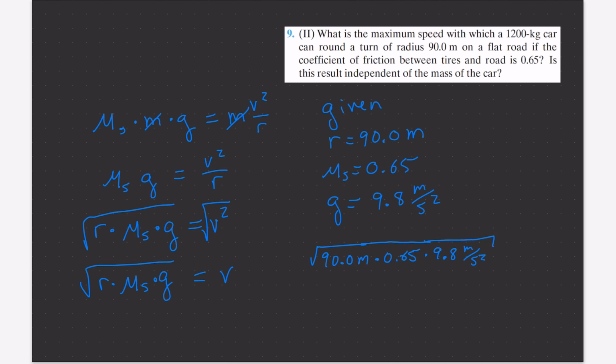Okay, these three factors underneath the radical are going to ultimately give me units of meters squared per second squared. But when I take the square root, it's going to give me meters per second. So let me go ahead and plug that into my calculator really quick. 90 times 0.65 times 9.8, about 573.3. And if I take the square root of this, I should have roughly 23.9 meters per second. And that's going to be about the maximum velocity that I can take this turn at.